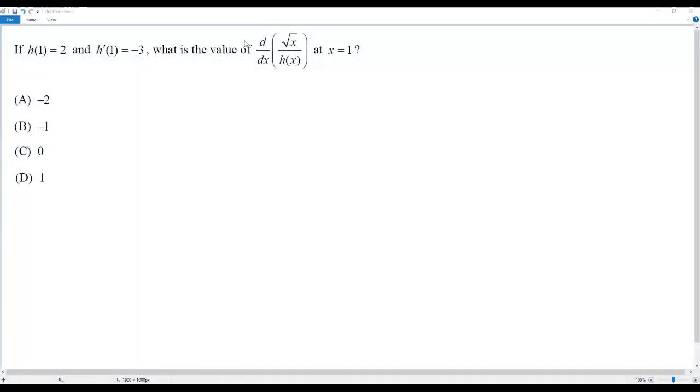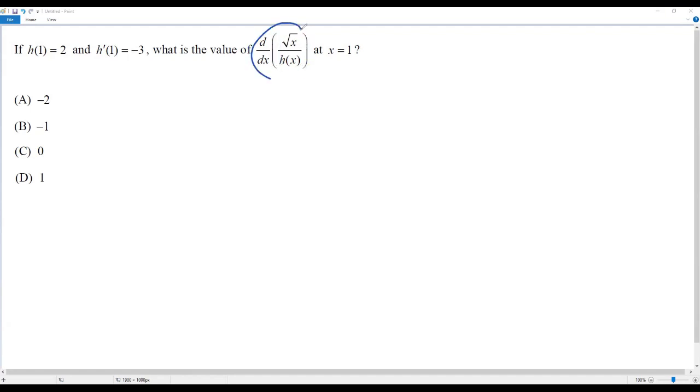Here we have an AP Calculus AB problem. Okay, let's go to the question. If h of 1 equals 2 and h prime of 1 equals negative 3, what is the value of d over dx of square root of x over h of x at x equals 1? Here, this represents the derivative of this expression with respect to x.